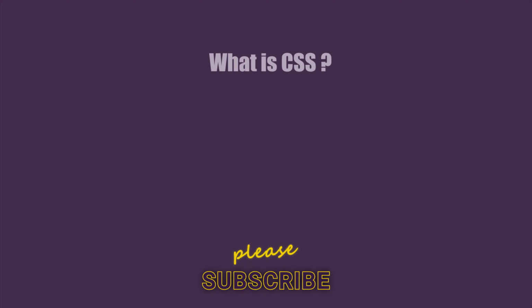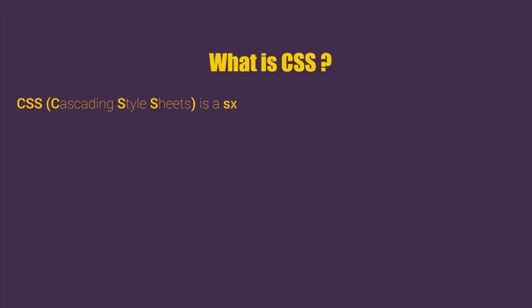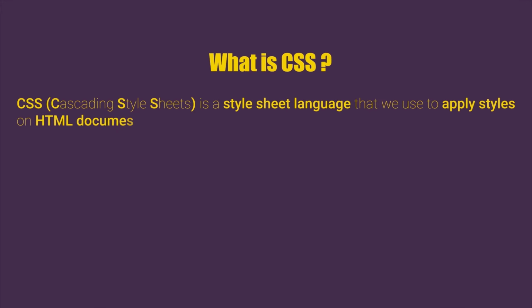So what is CSS? Well, CSS stands for Cascading Style Sheets, and CSS is a style sheet language that we use to apply styles on HTML documents or on web pages. Okay, what does this actually mean?